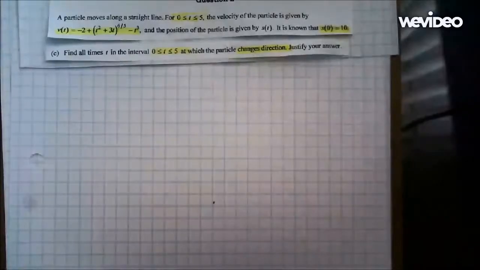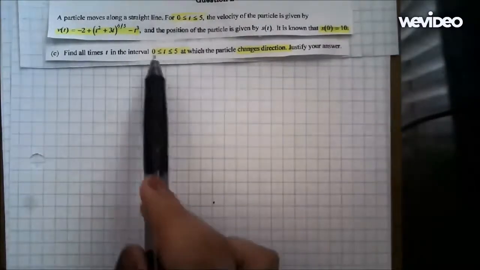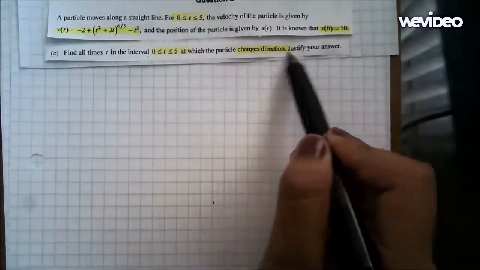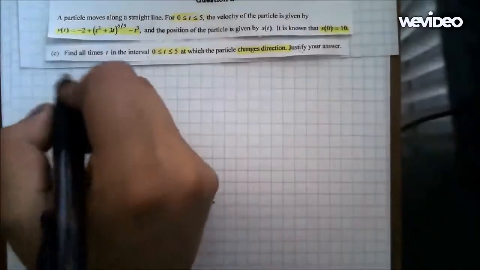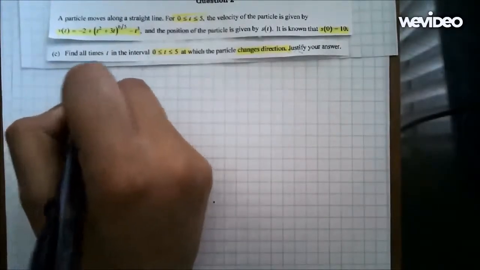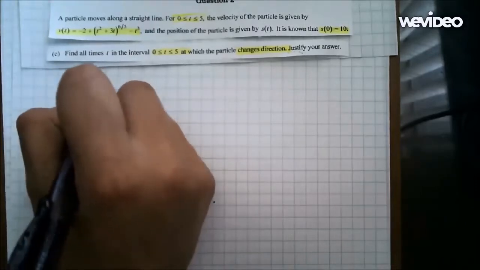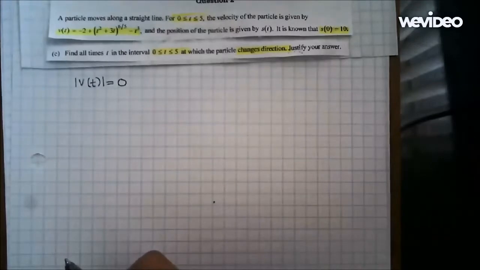And C asks us to find all the times from 0 to 5 at which the particle changes direction, and to justify our answer. For starters, we need to find times where velocity changes from positive to negative, or negative to positive. This is generally in the area at which velocity is equal to 0, so v equals 0. This gives us 1 point.